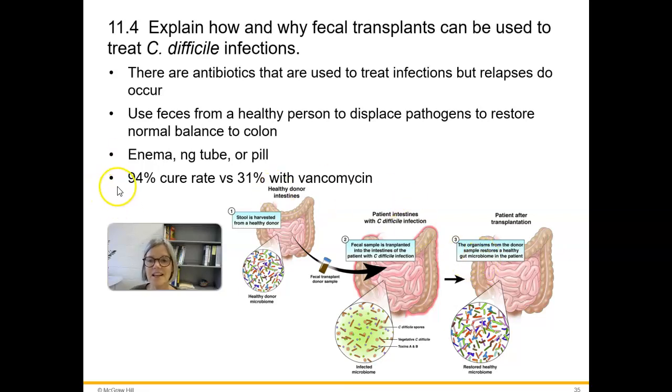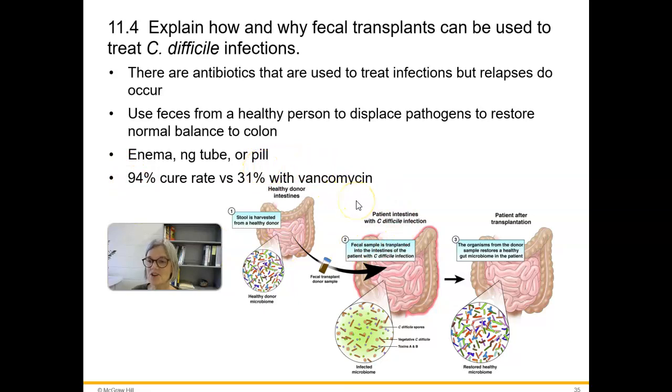What they're finding is a 94% cure rate of C. difficile infections when you use fecal transplants. That's compared to a 31% cure rate with vancomycin, which is kind of one of your last-ditch antibiotics. So these are for patients that are not getting better.